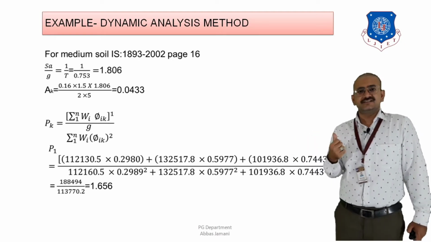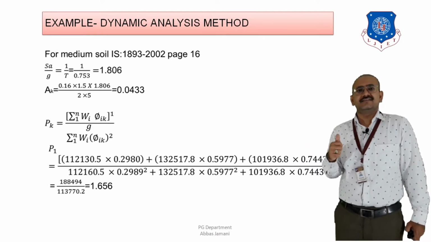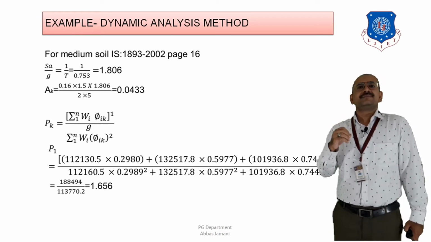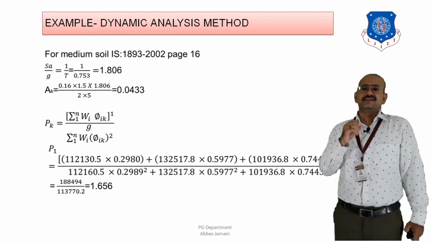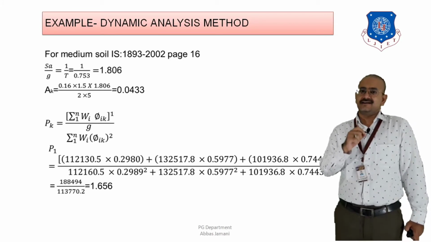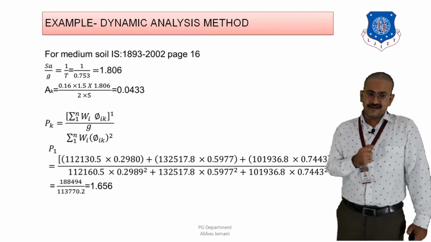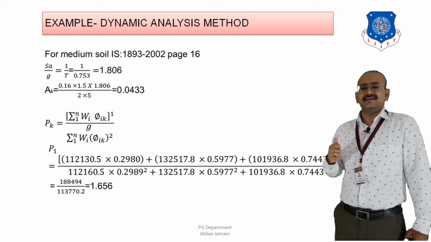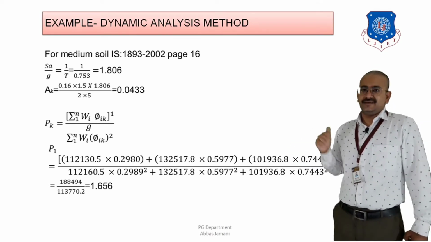Now what is this 0.043 converting into percentage? We get the value as 4.33, that is out of the total seismic weight, 4.33% of its weight is going to be acting as lateral load on the building, right? So that is the value of Ak that I am getting. Once Ak is there, then I can calculate the value of Pk, right?